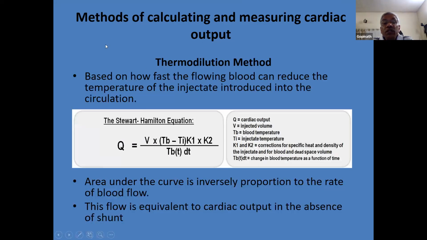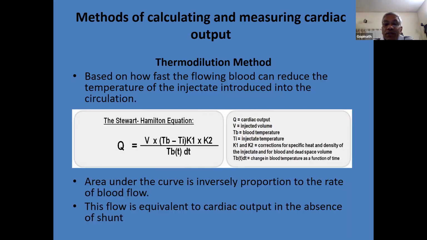So what else can you use in terms of replacement for dyes? You can use heat or the thermodilution method, and the formula used is the Stewart-Hamilton equation, which is given below. It is based on how fast the flowing blood can reduce the temperature introduced into the circulation. So you inject a known temperature into the right atrium and pick it up somewhere in the pulmonary artery.